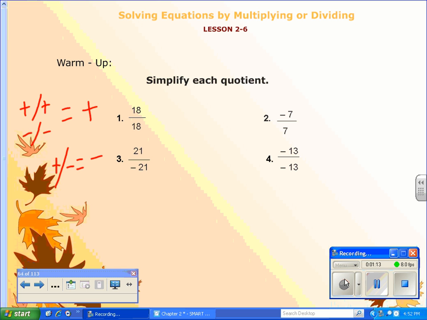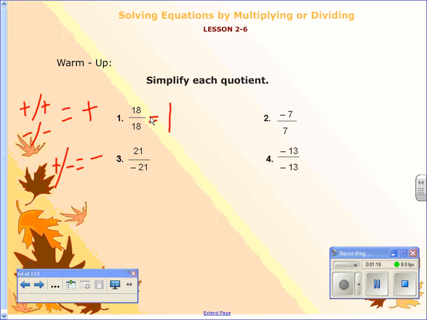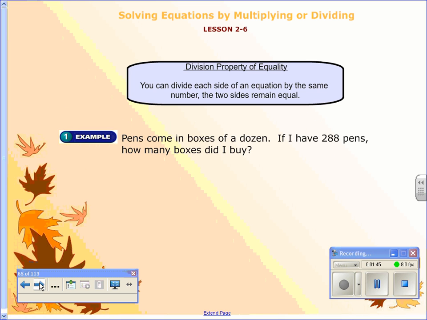All right, let's check the warm-up. 18 divided by 18 is 1, and because they're both positive, it's a positive 1. Number 2, we have negative 7 divided by 7. One's negative and one's positive, so we have a negative 1. Number 3, we have 21 divided by a negative 21. Again, one's positive, one's negative, so you end up with a negative 1. Number 4, negative 13 divided by another negative 13. Both are negative, so you end up with a positive 1. So that's what you should have had for those four problems.